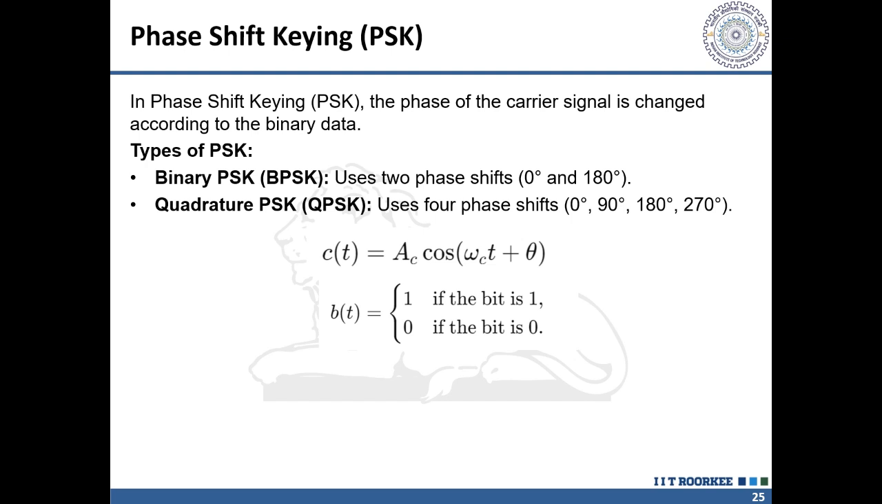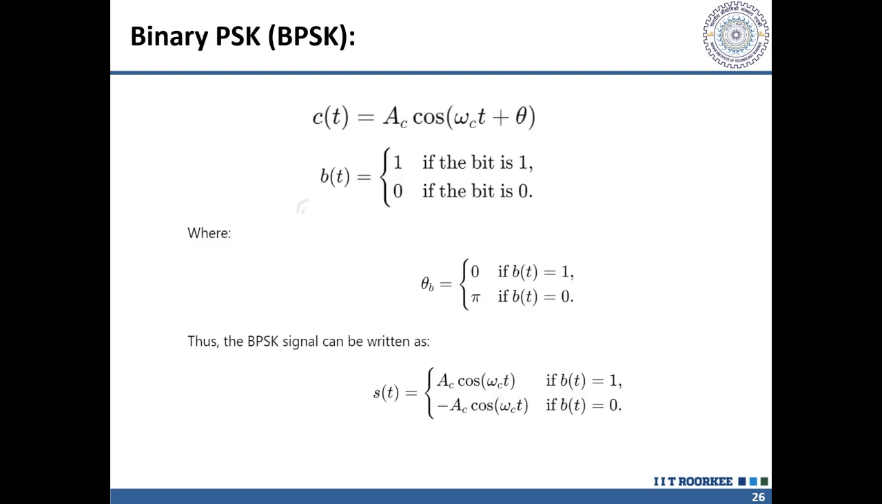Now we'll move to phase shift keying. Phase shift keying is when the phase of the carrier signal is changed. It is of two different types. One is binary, and the other is quadrature. Binary uses only two phase shifts, 0 and pi. The other has four phase shifts, quadrature, like 0, pi by 2, 180 degrees, and 270. Now let's look into binary.